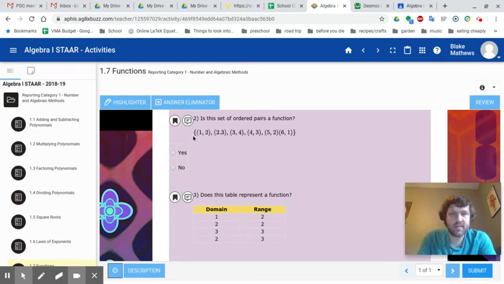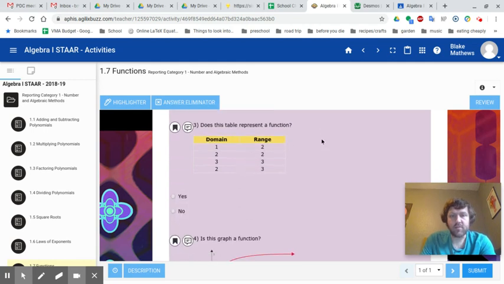So with a list of ordered pairs like we have in number 2, it means that the x value, the 1, the 2, the 3, the 4, the 5, the 6. Okay, none of those repeat. So then, yes, that is a function. Notice, it's okay that there's repeating y values, but it's the x values.